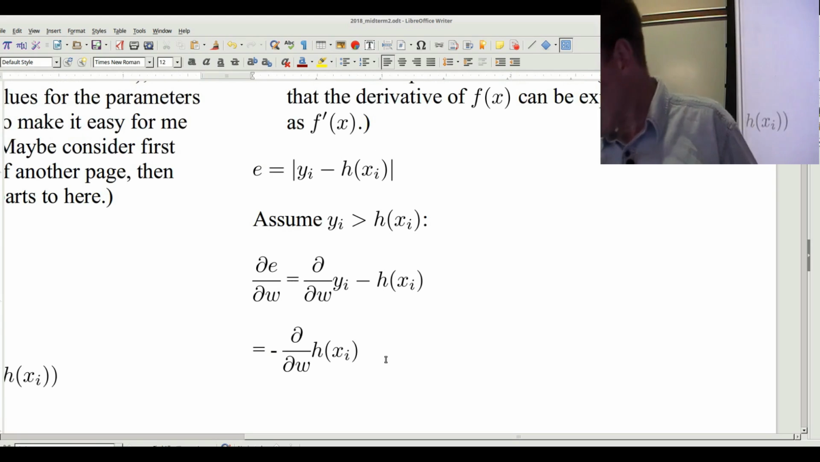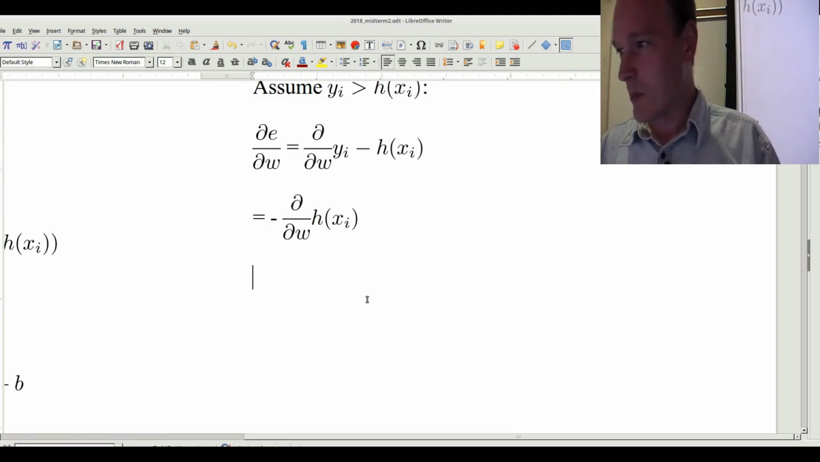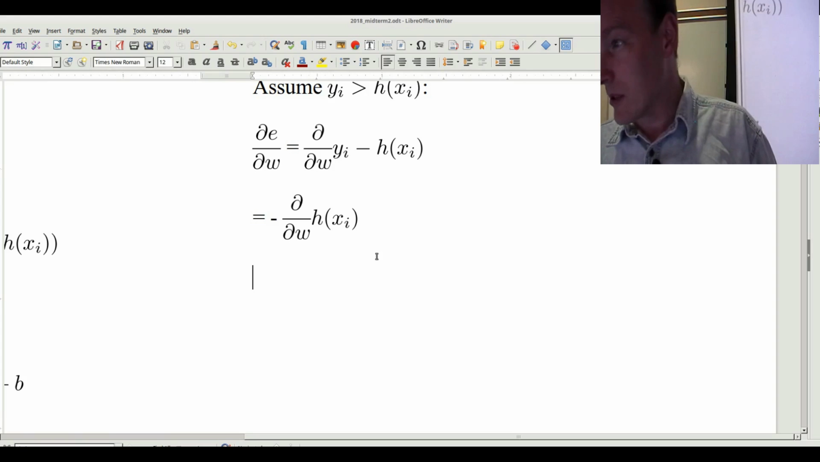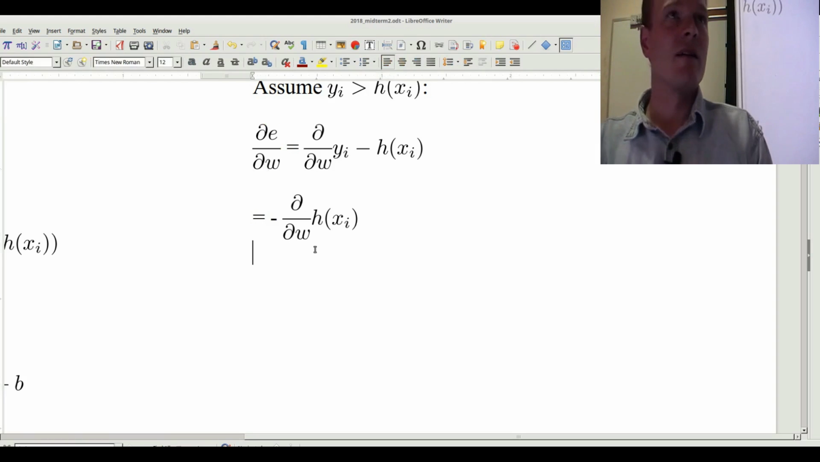So there we go. Why am I getting bad feelings about this? Oh, that's because I did it differently on the key. Doesn't matter. I'll just keep going. As long as you do it right, doesn't matter how you do it. So, partial with respect, okay. What do we do next? Help me out.